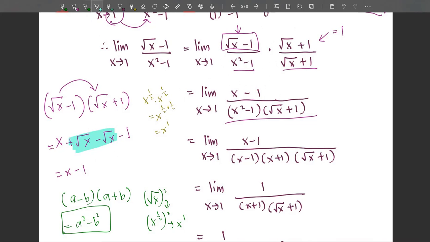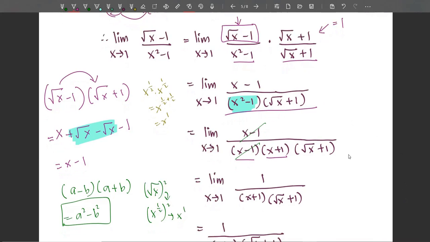So next, what do we need to do? Here, as you can see, we have expanded the conjugate, but there is no common factor that we can cancel out. So you need to factorize these terms, x squared minus 1, and it will be x minus 1 and x plus 1. From then on, we can cancel out the common factor, which is x minus 1, and we are left with this function.